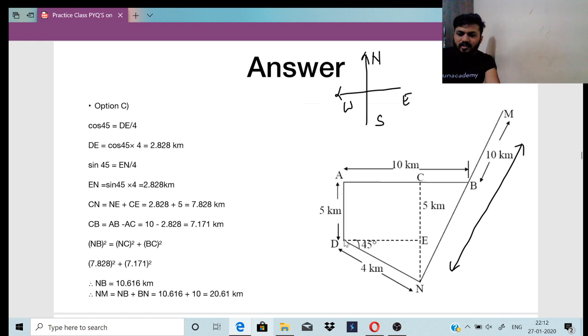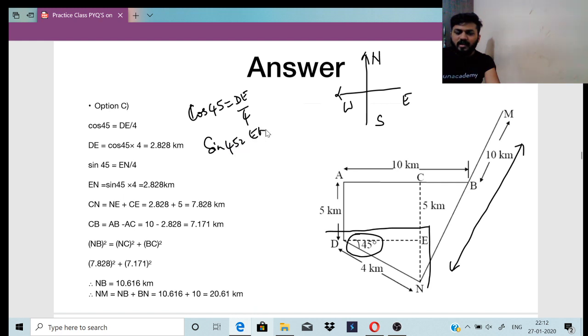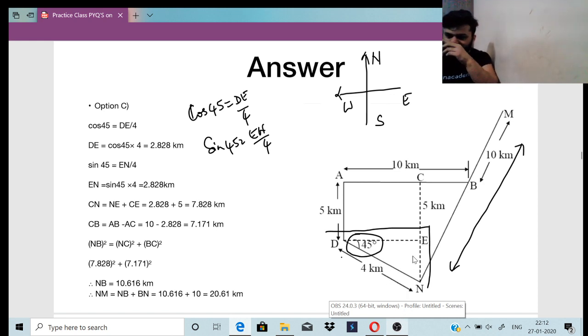So you can see here we have one triangle, DEN, where the angle is 45 degrees. So let me take cos 45 equal to DE by 4. Sin 45 will be EN by 4, because we know the value of DN. Cos 45 is DE by 4, adjacent by hypotenuse. Then sin 45 is opposite by hypotenuse.